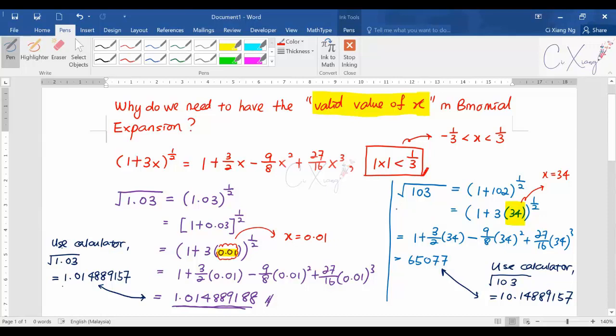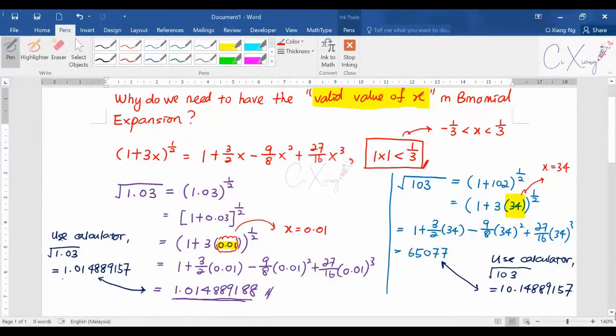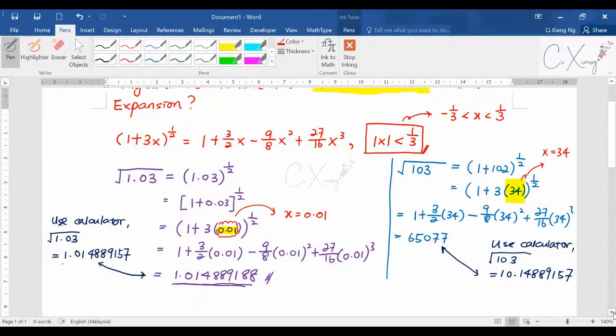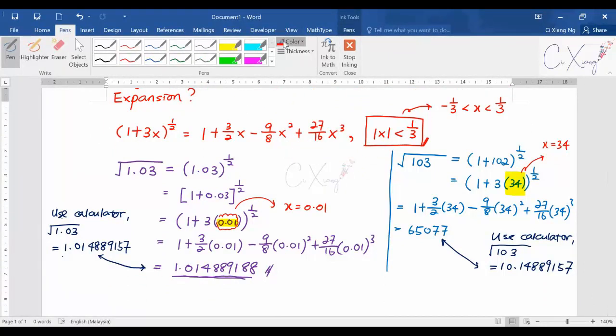Okay, so these two examples show you clearly, although the concept looks the same, if you put in a value that is not within the valid range of x, the answer that you get is also the wrong one. So maybe some students will ask, how can you get the square root of 103 if you insist you want to use binomial expansion?